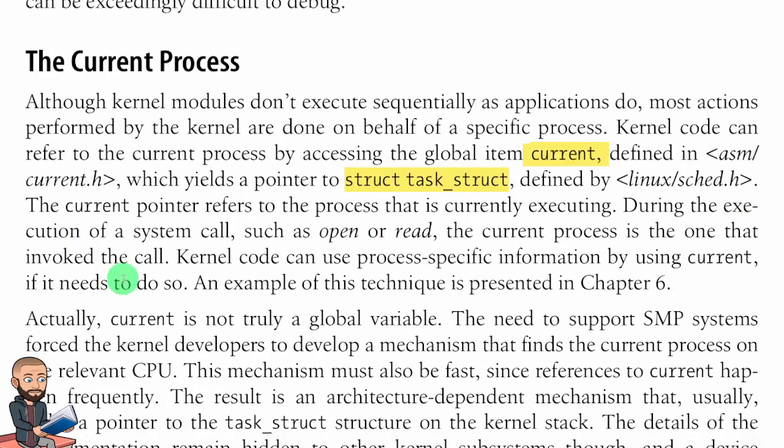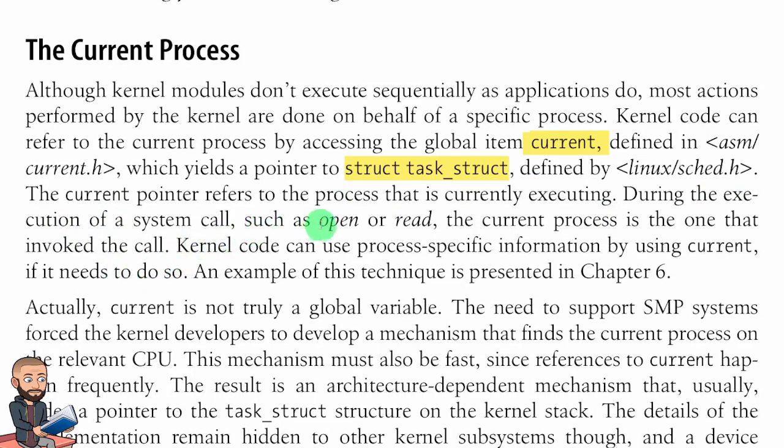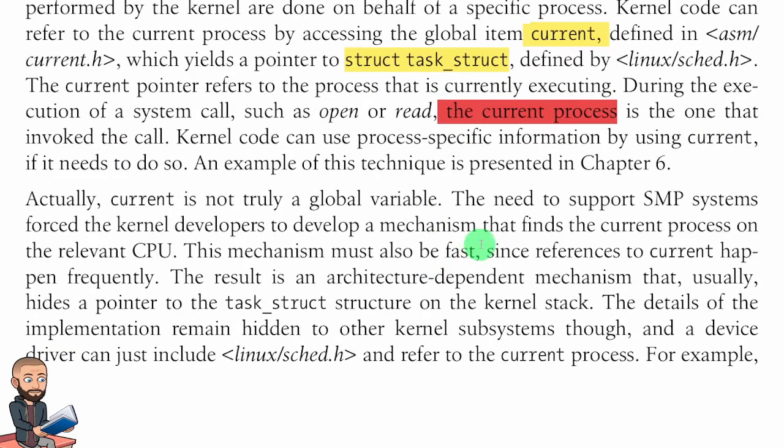During the execution of a system call, such as open or read, the current process is the one that invoked the call. Kernel code can use process-specific information by using current if it needs to do so. An example of this technique is presented in Chapter 6. Actually, current is not truly a global variable.